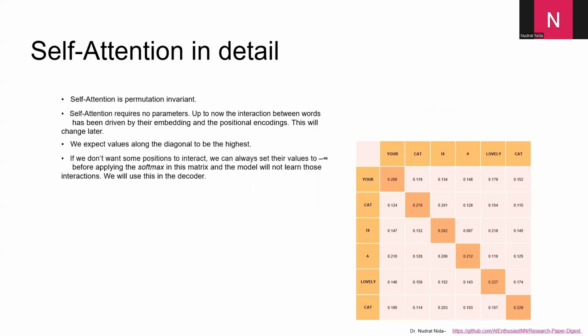So if we don't want some position to interact, we can always set the value to minus infinity before applying the softmax in this matrix. And the model will not learn those interactions. And we will use this in decoding.